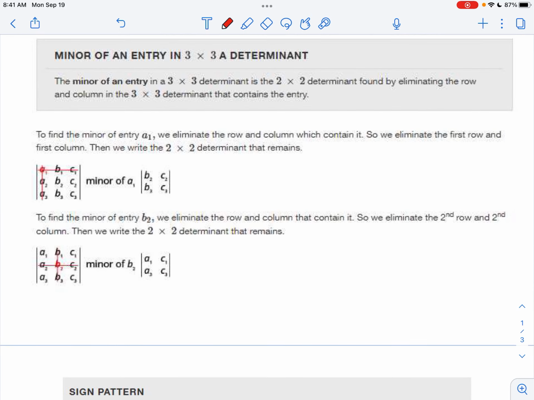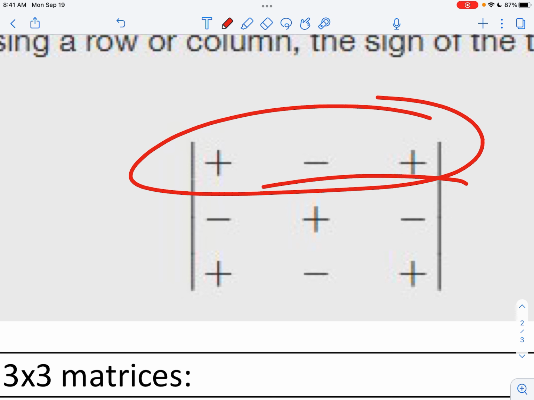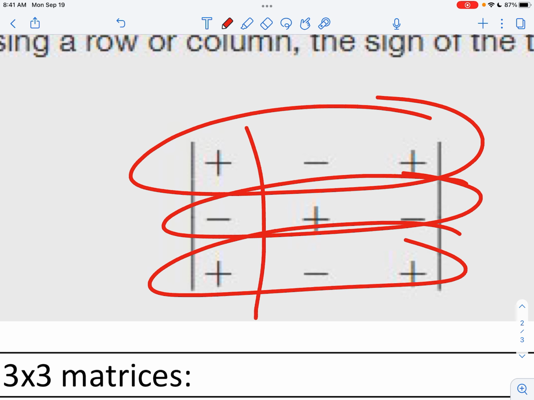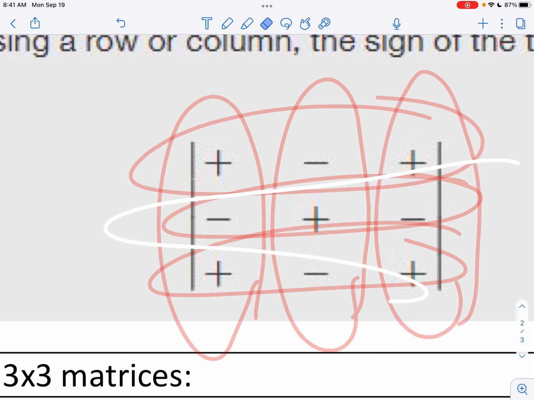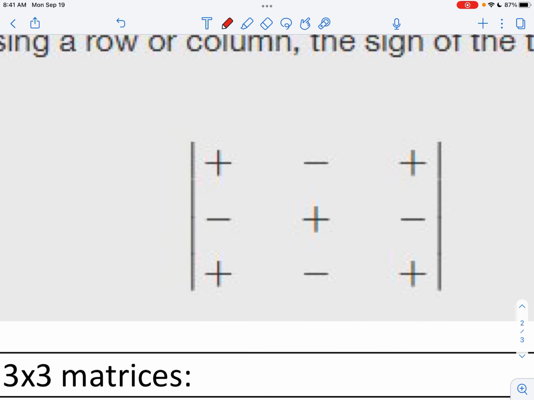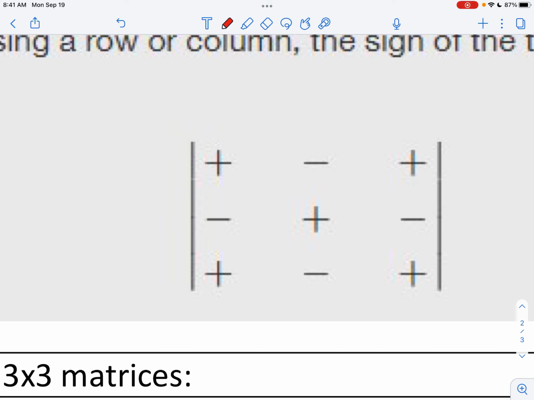Now, there is a sign pattern we have to follow. If you so choose, you can pick anything. You can pick the top row, the middle row, the bottom row, the first column, the second column, or the third column. You really get to pick anything that you want on that. So when we go into our 3x3, why don't you tell me, do you want to do first row, first column? What do you want to do when we go into this one?